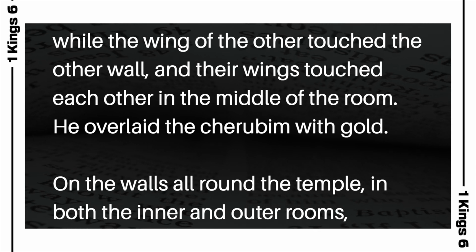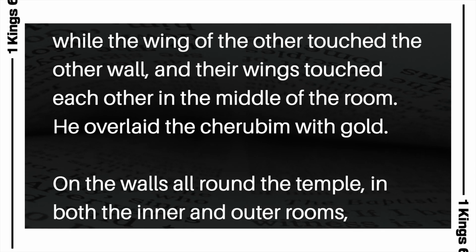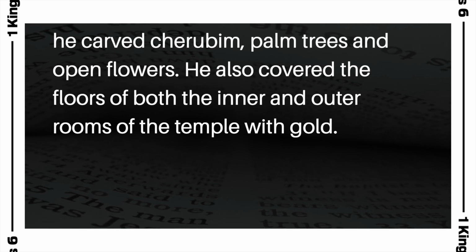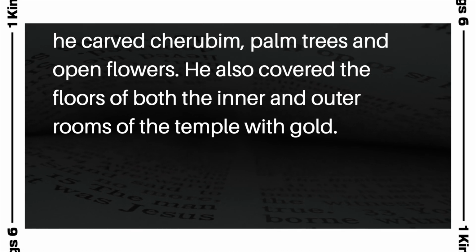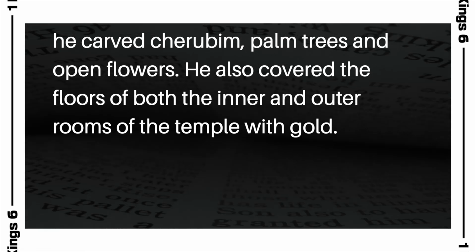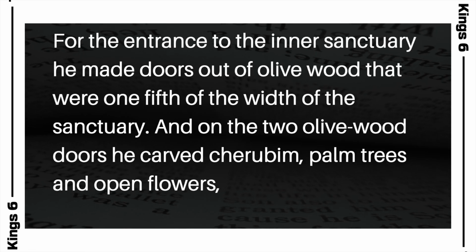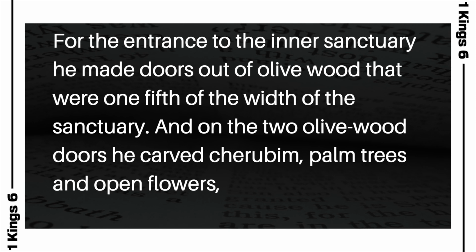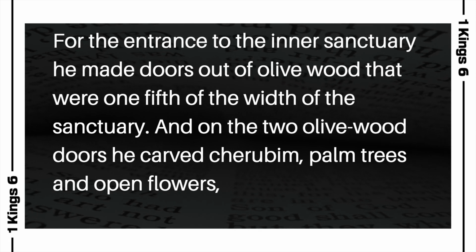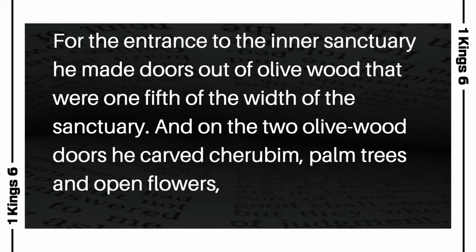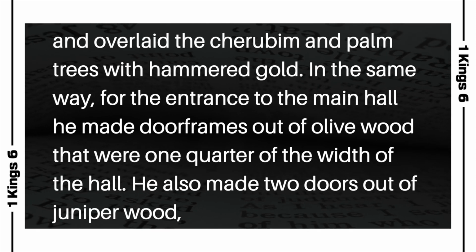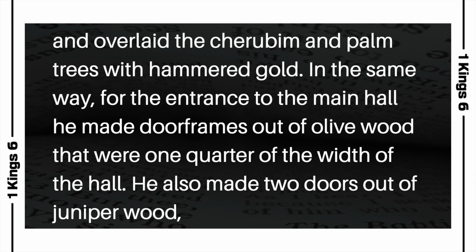On the walls, all round the temple, in both the inner and outer rooms, he carved cherubim, palm trees, and open flowers. He also covered the floors of both the inner and outer rooms of the temple with gold. For the entrance to the inner sanctuary, he made doors out of olive wood that were 1/5 of the width of the sanctuary, and on the 2 olive wood doors he carved cherubim, palm trees, and open flowers, and overlaid the cherubim and palm trees with hammered gold.